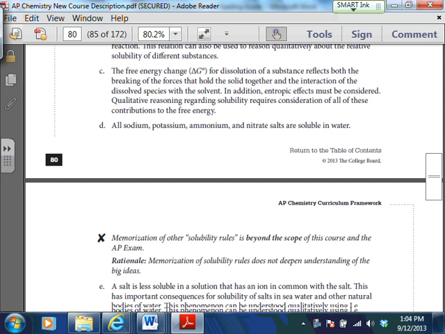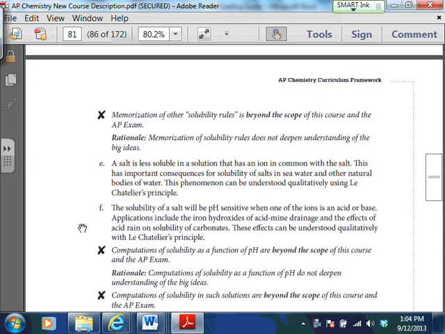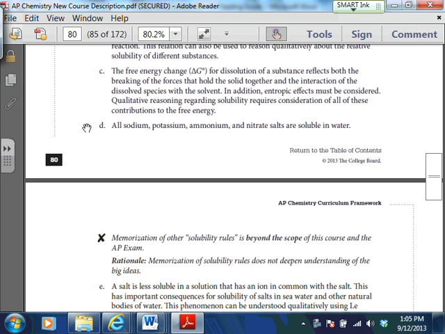Here we go, 6C3D, okay? Just this one little statement right here is going to make your life easier. All sodium, potassium, ammonium, and nitrate salts are soluble in water. Memorization of other solubility rules is beyond the scope of this course and the AP exam. So last year, I gave my students a fairly lengthy list of solubility rules they needed to memorize. You don't have to do that anymore. The X's are called exclusion statements, and they're saying you don't need to worry about this anymore, okay?